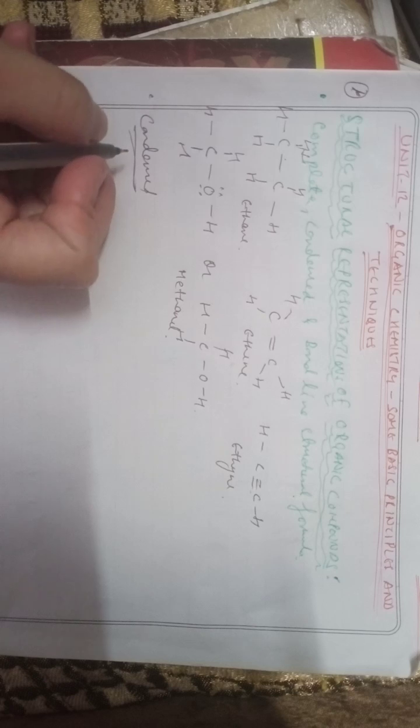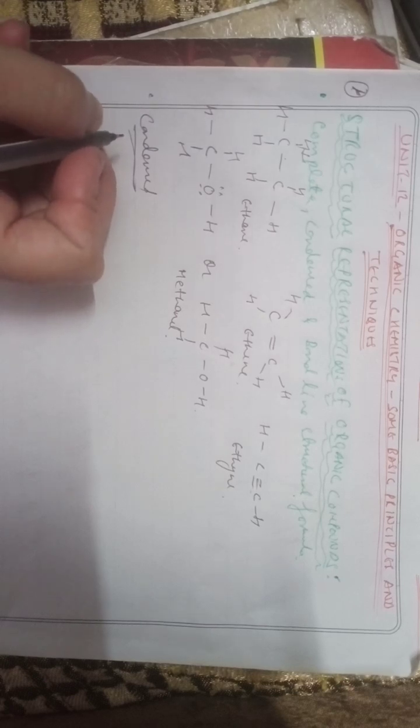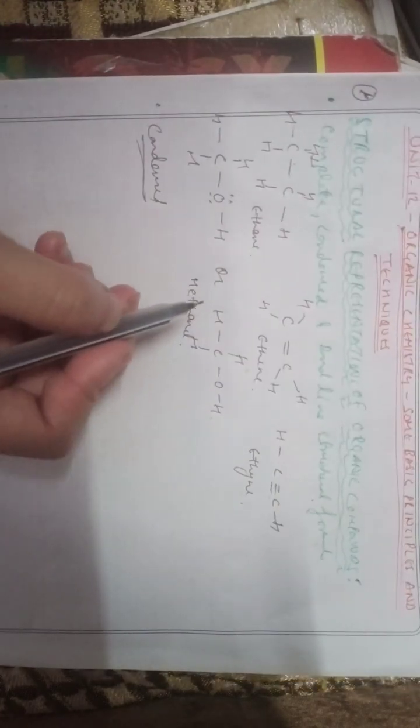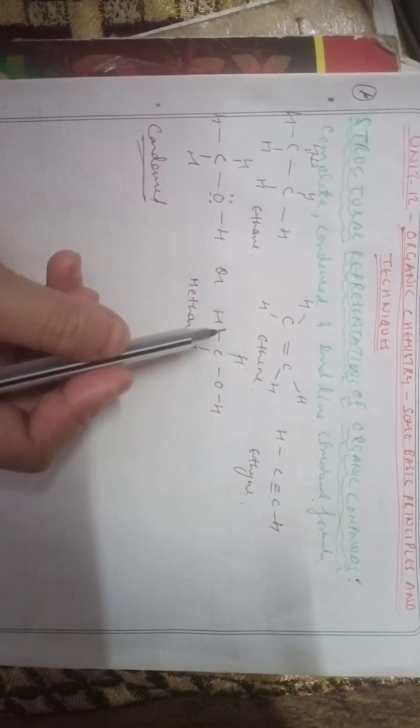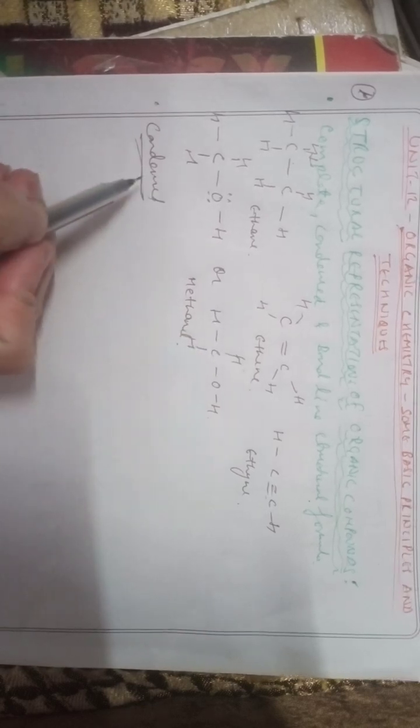For that condensed, the resulting expression of the compound is called the condensed structural formula. Thus ethane, ethene, ethyne and methanol can be written. Above we have complete structural representations of an organic compound. Now we'll talk about the condensed here. So let's go for the same.